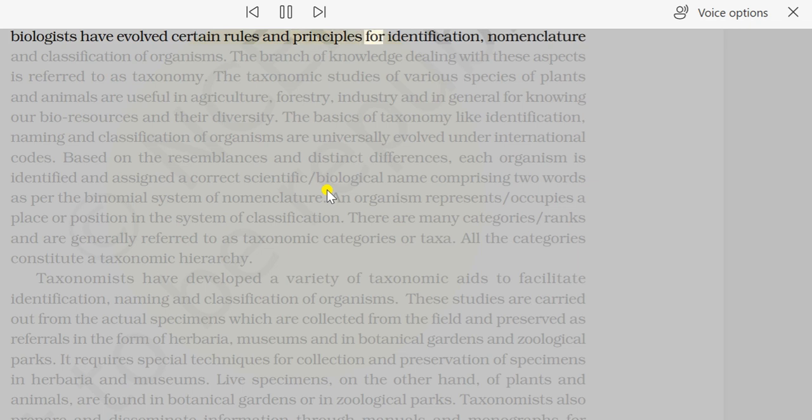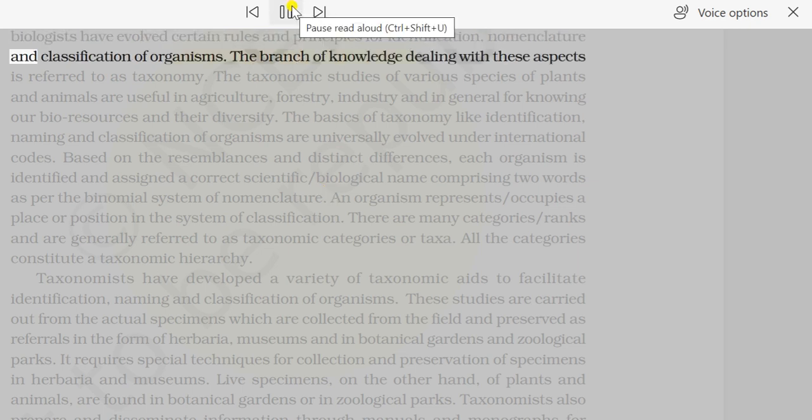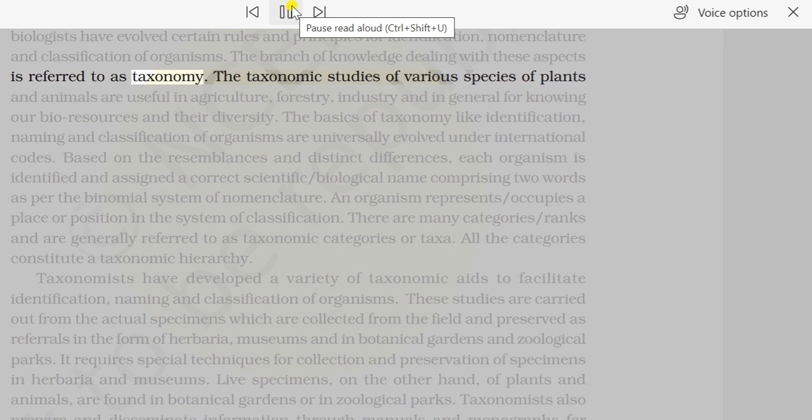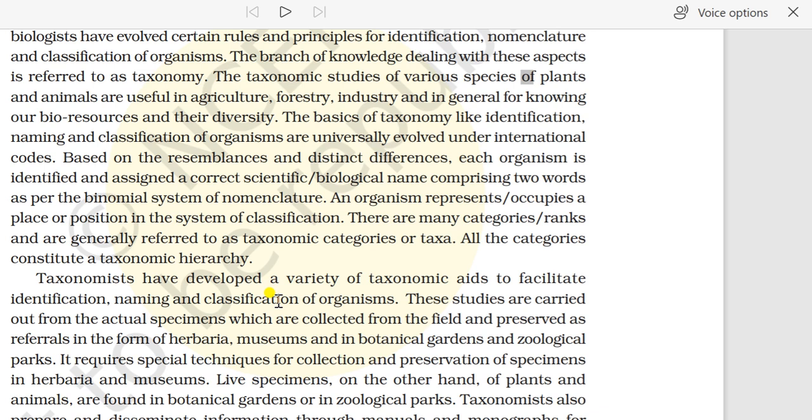Principles for identification, nomenclature, and classification of organisms. The branch of knowledge dealing with these aspects is referred to as taxonomy. So this is taxonomy, like just now I told, right? Like in panchayats we have similar things here. Similarly, in biology we have taxonomy. So that's the idea behind taxonomy.